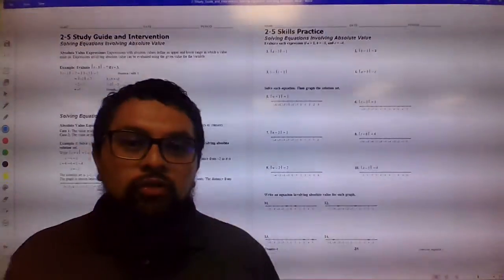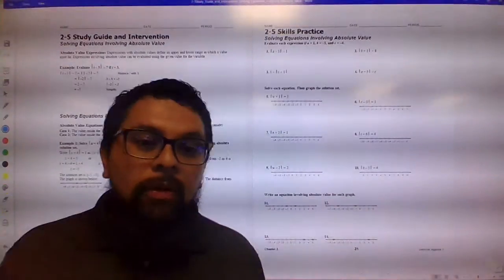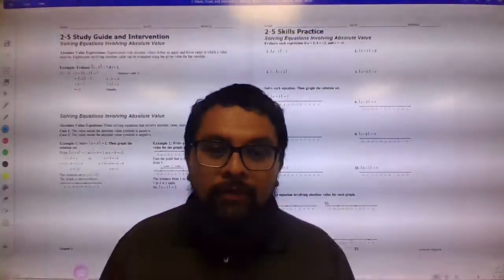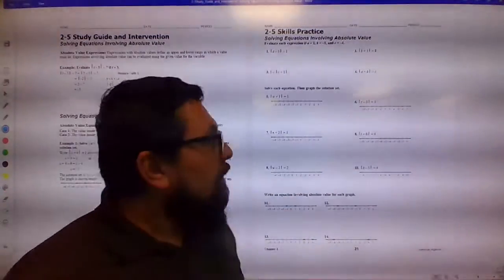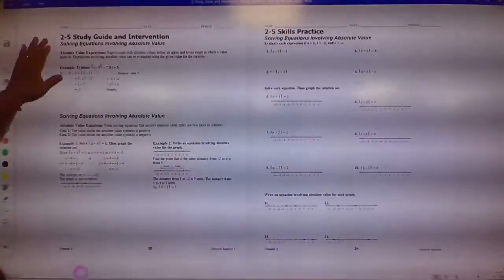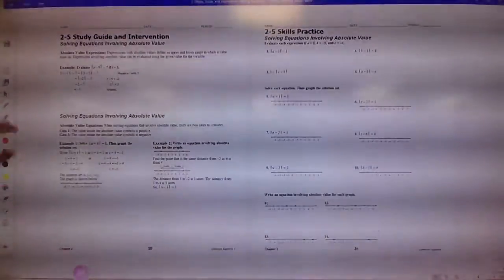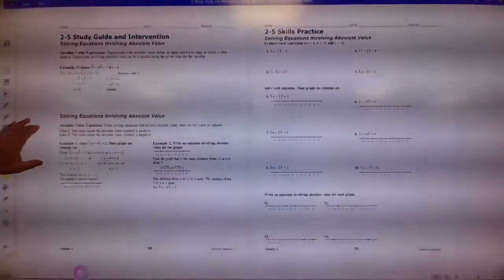We're moving on to 2.5, okay, 2-5. If you haven't done 2-4, go ahead and complete that first before you start this one, okay? So let's go ahead and start. So this is your 2-5, page 30, page 31. Okay, we're going to go ahead and start on page 30.